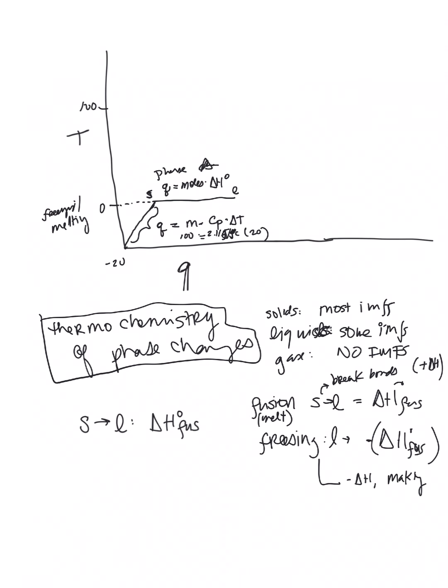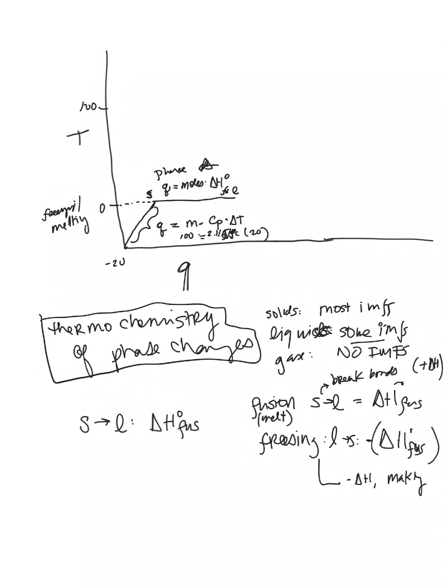So when we go from liquid to solid, liquids have a fair number of IMFs, but solids have even more. When we make these new strong bonds, we release energy in the form of heat. The delta H of fusion is a known value that we can look up in the back of the book. We can figure out how much energy is released or absorbed, depending on the direction, based on the number of moles times that standard value. The more moles you have, the more heat there's going to be.